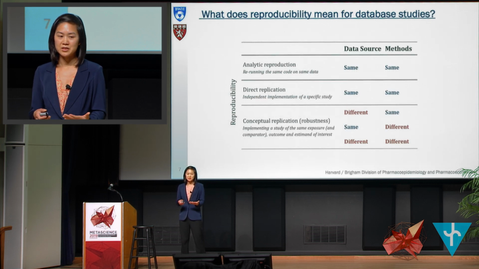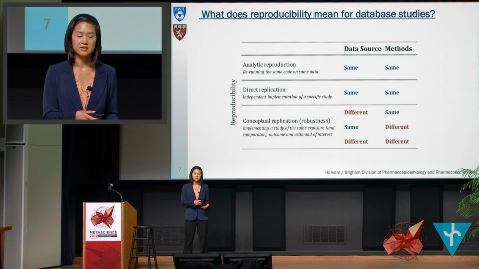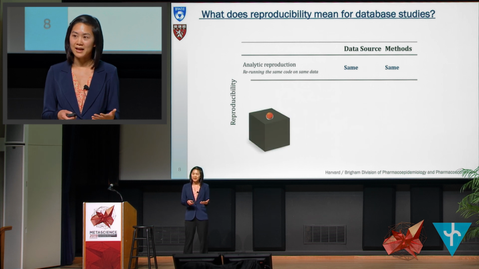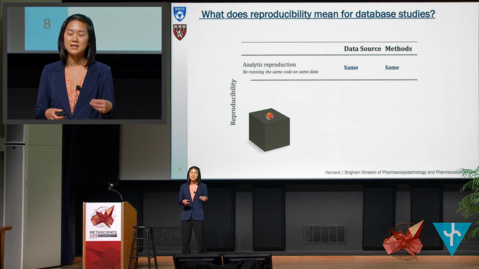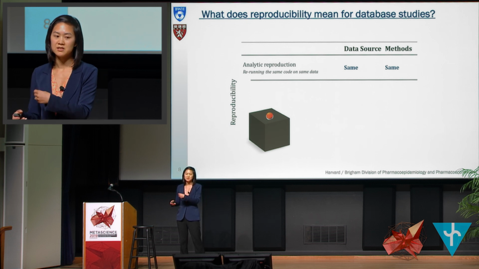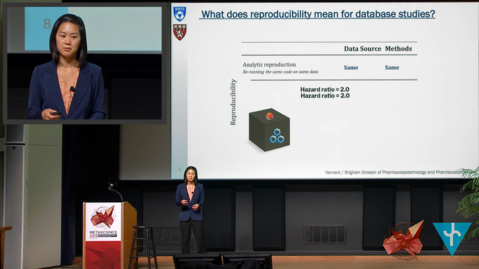So before continuing, I just want to briefly define what I mean by reproducibility and replicability in the context of database studies, because there's many different types. The first being analytic or computational reproduction, meaning that you can rerun the same code on the same data source to recreate the same analytic population and run the same analysis to generate the same results. And ideally, you should be able to push the same button and get the same results.